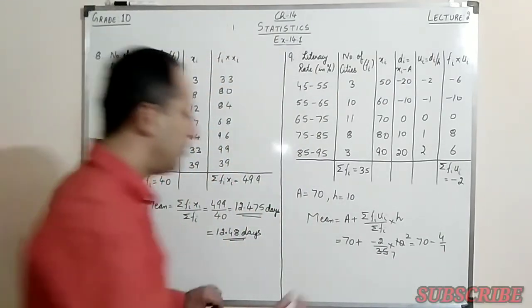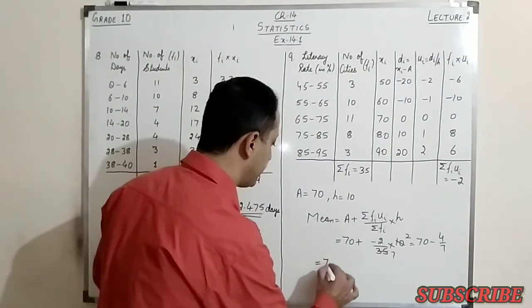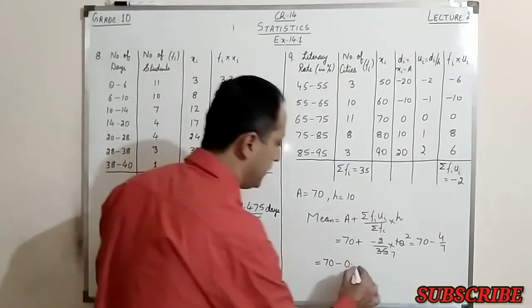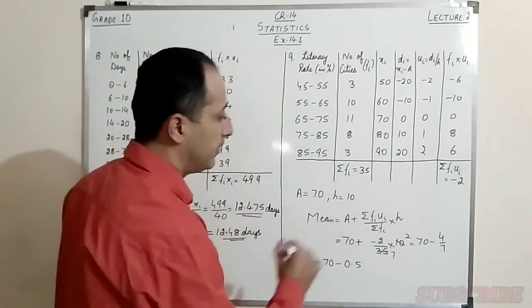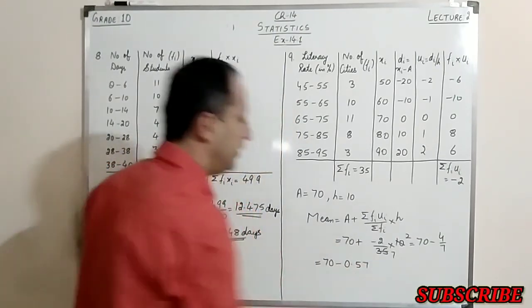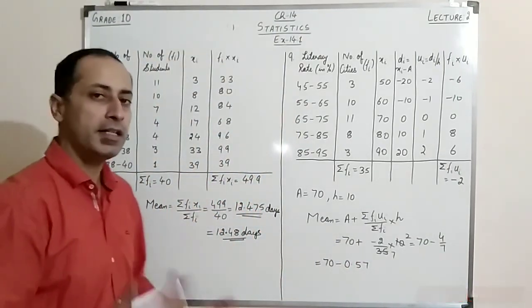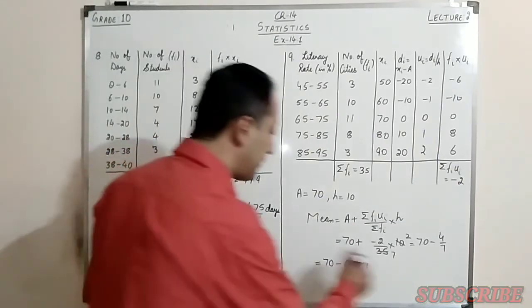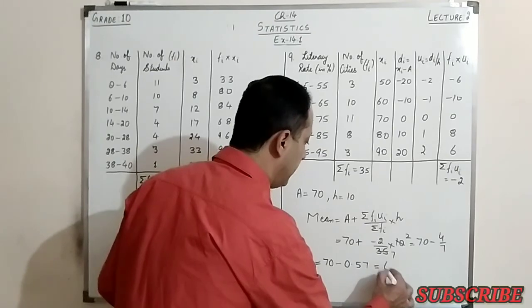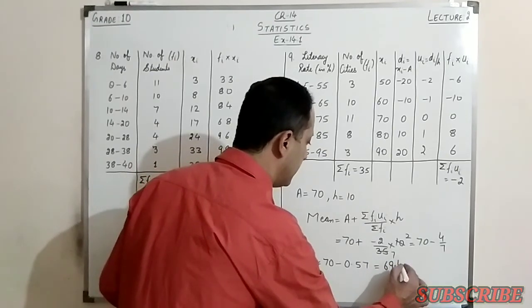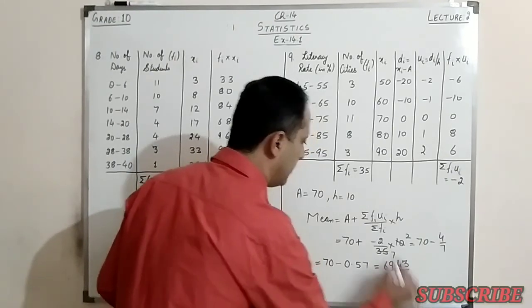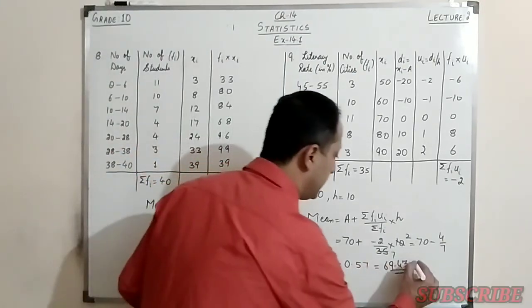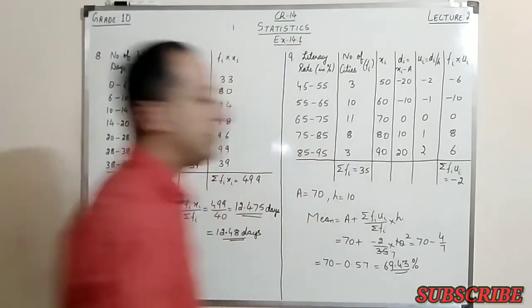So if we divide 4 by 7, we get the value as 0.571428, and that goes on repeating. So we just write 0.57, right? And when we subtract, we get the value as 69.43. So this is the literacy rate in percentage. So we write percentage in the end.